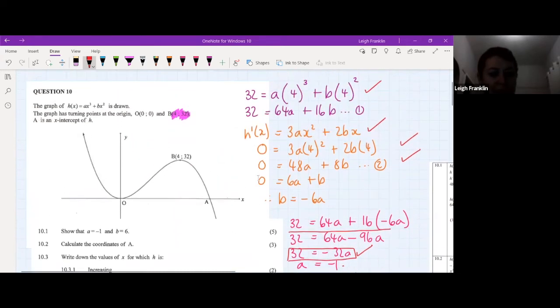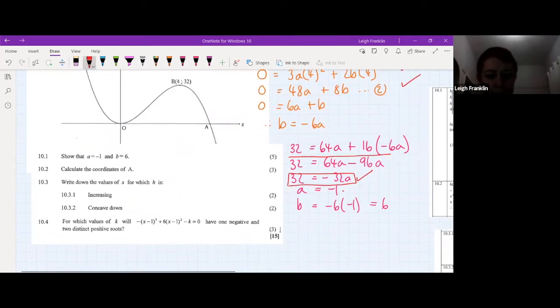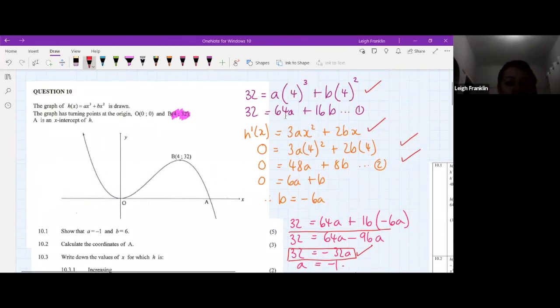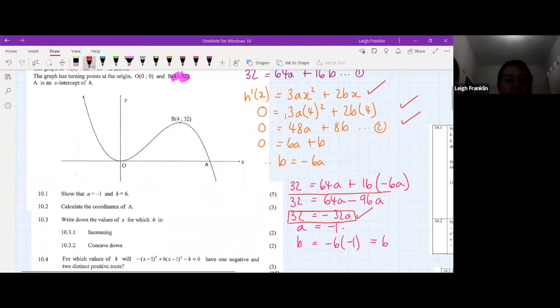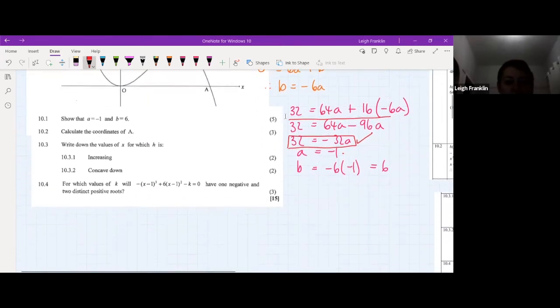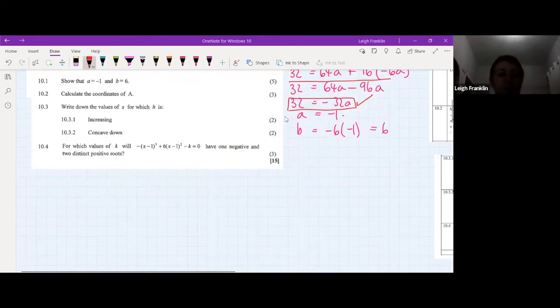The coordinates at A. I know that somebody had already done that. So A represents an x-intercept. Okay, so for the x-intercept, we need to let y be equal to 0. So let's do that next. So, letting y be equal to 0.